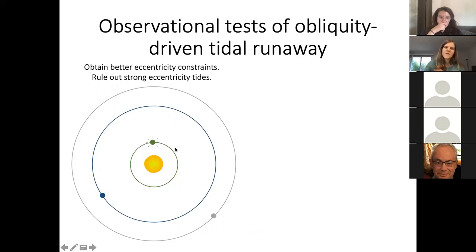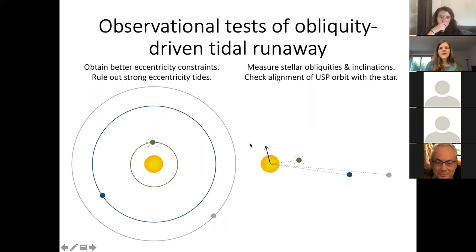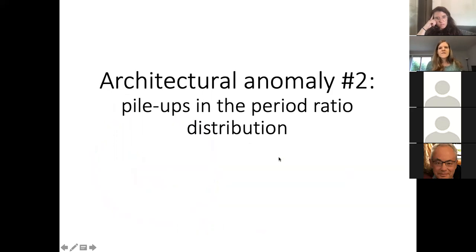Second, another prediction of this work, which I didn't talk about in detail either, is that USP orbits will tend to be aligned with the stellar spin axis, which I'm trying to depict with this black vector, whereas their companions will tend to be a little bit misaligned. Further observations of the stellar obliquity could help check this. So I want to move on now to the next topic.